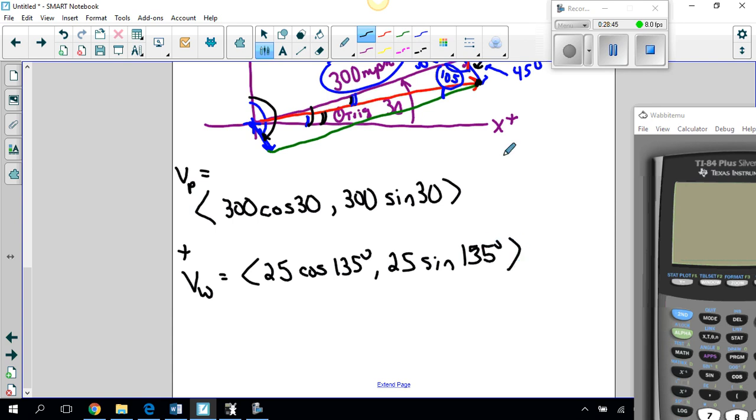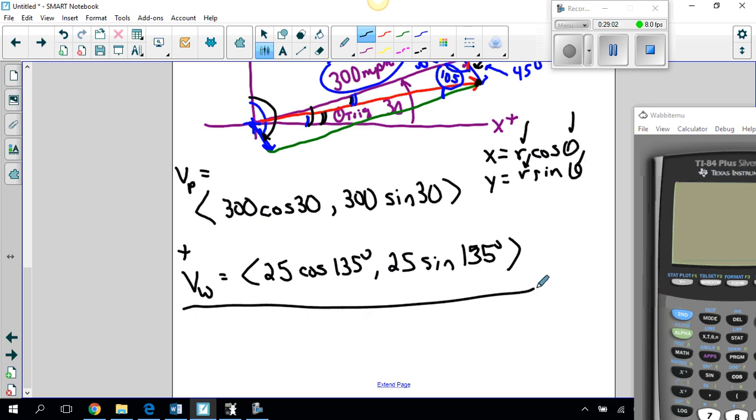Keep in mind, all I'm really doing is first day of class: x equals r cosine theta, y equals r sine theta. So if I give you the radius, or the magnitude, and the angles, you know your x's and y's. Laws of vectors say just add them. So you get 300 cos 30 plus 25 cos 135, and 300 sine 30 plus 25 sine 135.